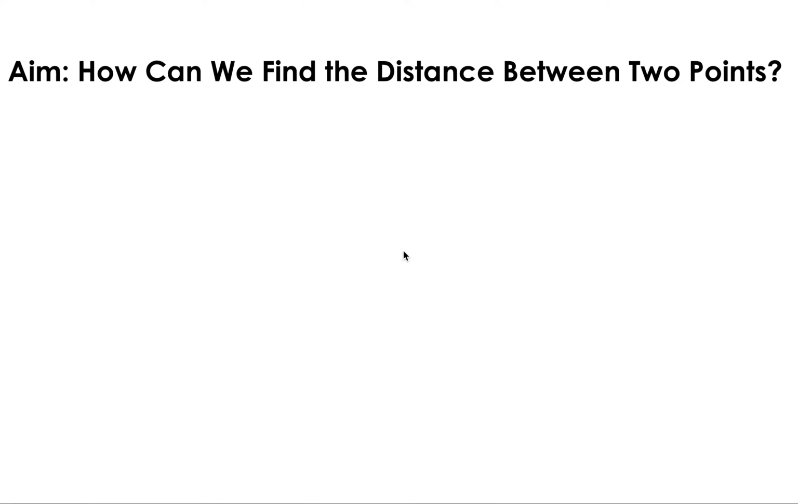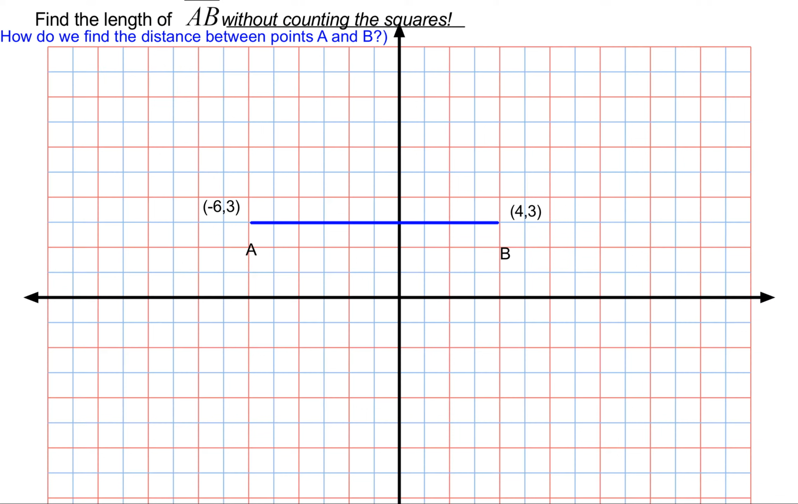The aim is how can we find the distance between 2 points. So let's first review one of the things we learned about finding the distance of 2 points in a line segment. In other words, I want to find the length of AB without counting the squares from A to B. And one of the things we did in one of our previous lessons is we took the absolute value of the difference between the two numbers.